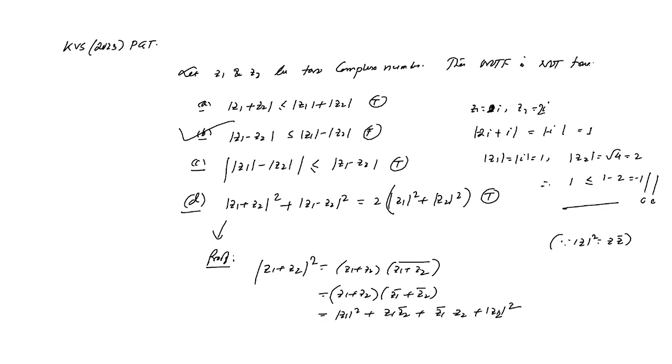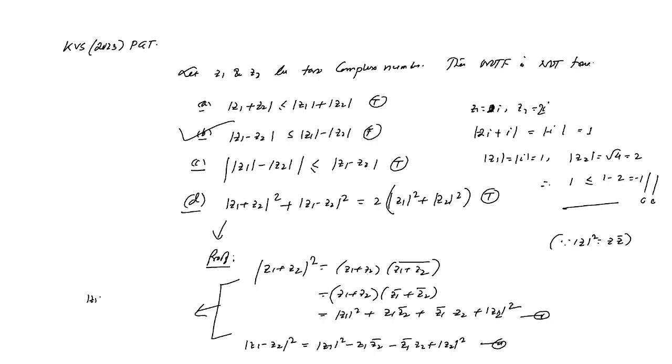square. In a similar way, for z1 minus z2 the square, that means it will be mod z1 square minus z1 z2 bar minus z1 bar z2 plus mod z2 square. In a similar way, you can solve this. So from 1 and 2, you just add these expressions 1 and 2.